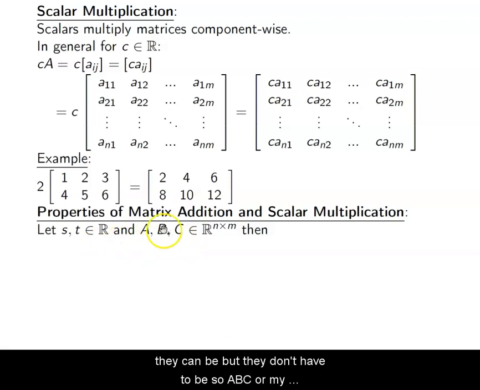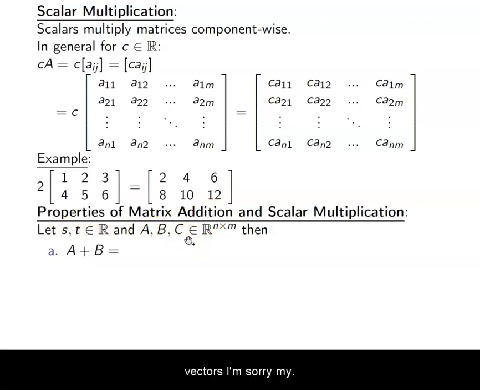So A, B, and C are my matrices. This R means that they have real valued entries. So it could be pi on the inside, square root of 2. It doesn't really matter what's in there as long as it's not complex, or imaginary. So S and T are real numbers, scalars. A, B, and C are my vectors, or I'm sorry, my matrices.